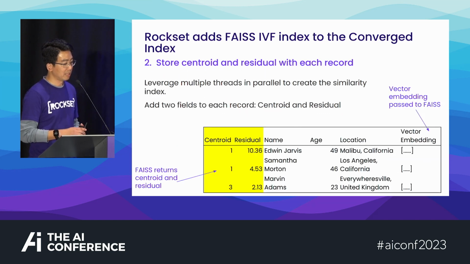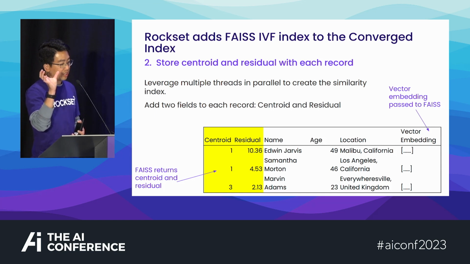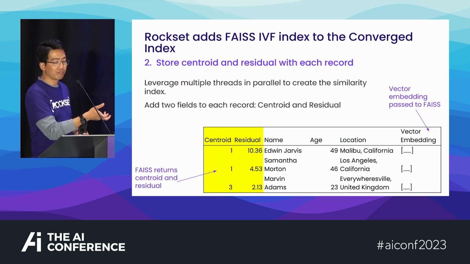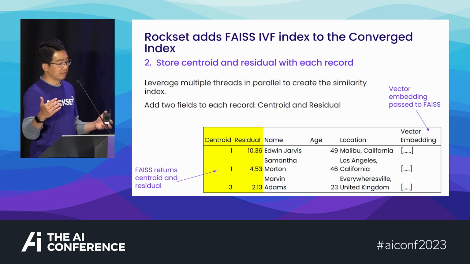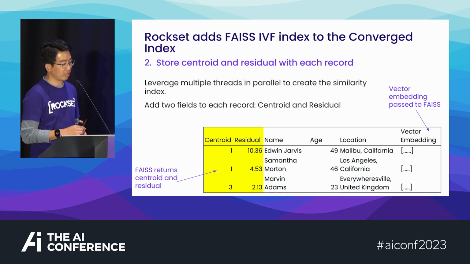And the second step that we actually perform under the hood is, as we store these indexes in RocksDB, we take the embedding and we come up with the centroid and the residual for each embedding, and we store them as hidden fields in our index. So for every record that has an embedding, we will store the centroid along with the residual, which will tell us which cell it belongs to and how far the vector is from the centroid. So that's how we store in our converged index when we've added this ANN functionality.